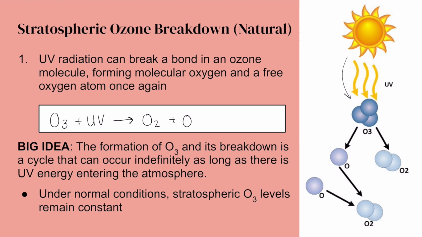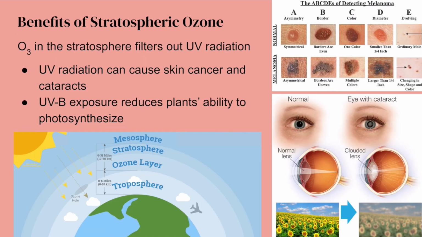That means that we have just as much ozone formation naturally as we do have ozone breakdown naturally. So again, this is under normal conditions, pre-human input. So stratospheric ozone, and again, I want to make it really clear that we're in the stratosphere. So this is our second layer. We are not talking about the troposphere right now. We're talking about the second layer away from Earth's surface.